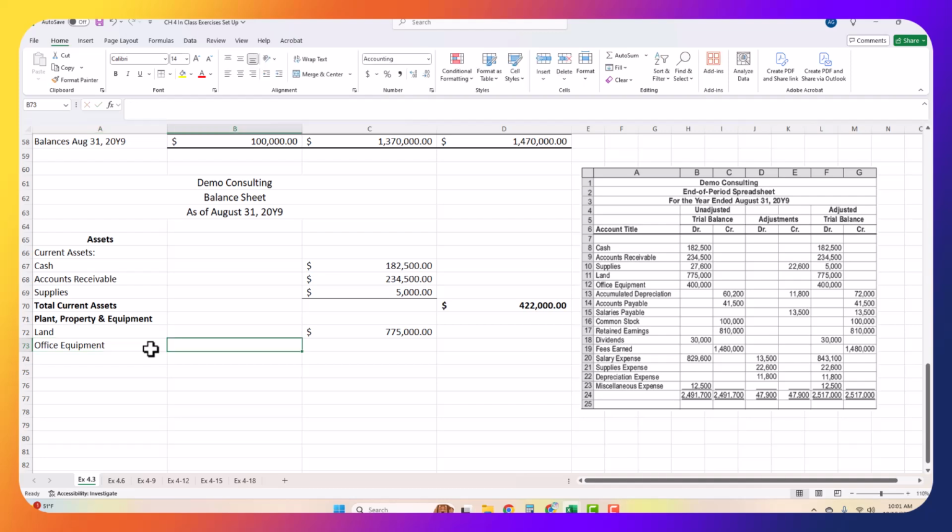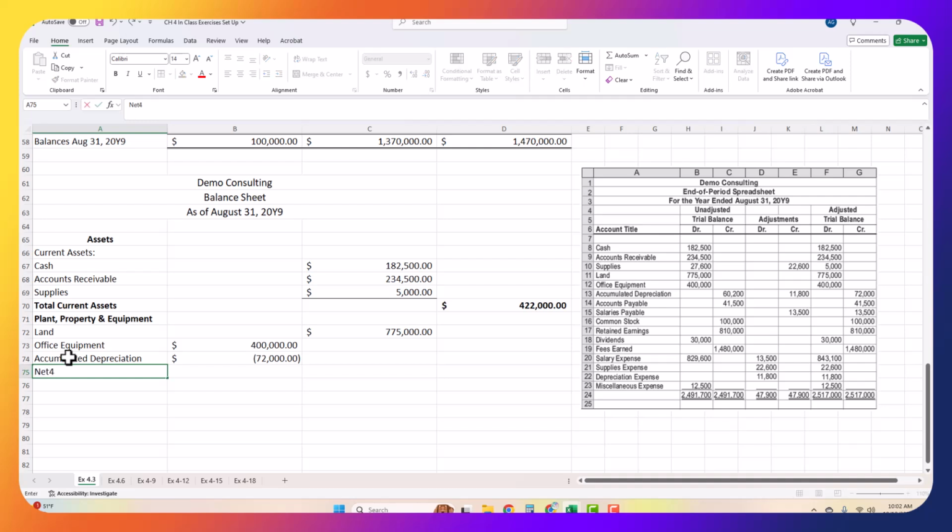We're going to do that by listing the office equipment, which is purchase price was $400,000, right? So I'm taking this from the office equipment line, but we're going to subtract accumulated depreciation. The adjusted trial balance on accumulated depreciation is 72,000. So that's a negative number. Remember, accumulated depreciation is a contra asset. So it's minus 72,000. Oops. Too many zeros when I'm typing. And we would get net book value equipment.